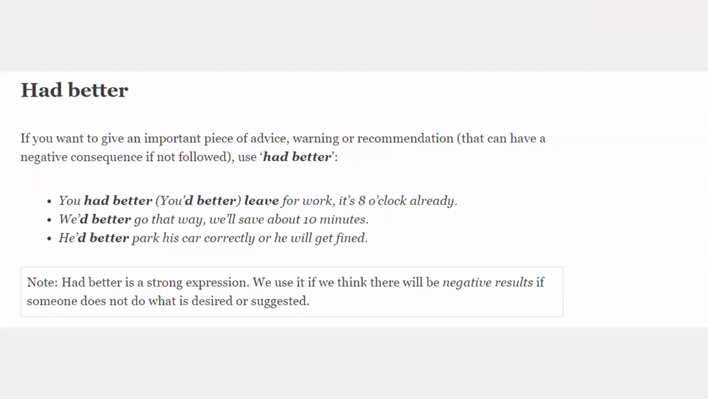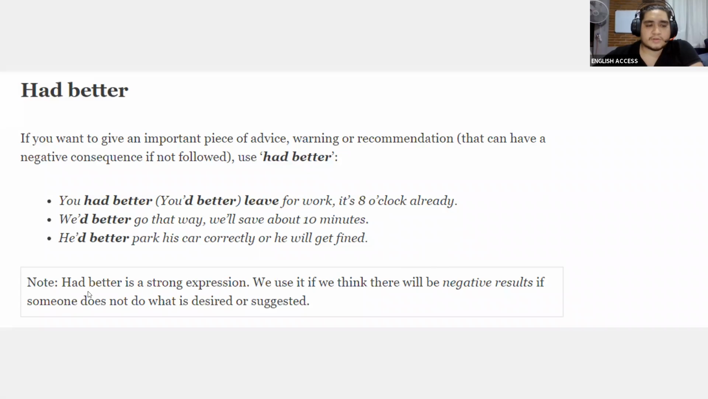Can you read the first one, Tommy, please? You had better leave for work. It's already 8 o'clock. Thank you. Gina, can you read the second one, please? We'd better go that way, it'll take about 10 minutes. Yes. And the third one, Karen, please. He'd better park his car correctly or he will get fined. Yes.